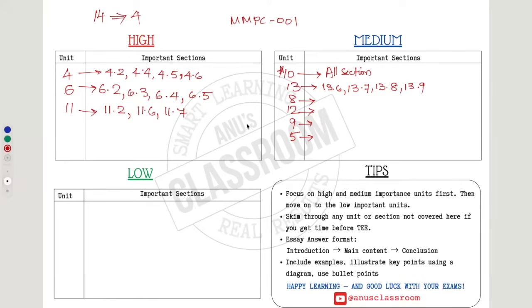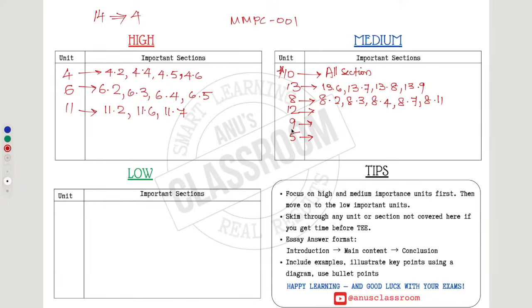If you have the time, then go for all the sections. But if you don't have, then at least these sections you have to study. Similarly, unit 8, that is leading and motivating from block number 3. If you have time, go for all sections. But if you don't have time, then focus on 8.2, 8.3, 8.4, 8.7, and 8.11. At least these many sections.